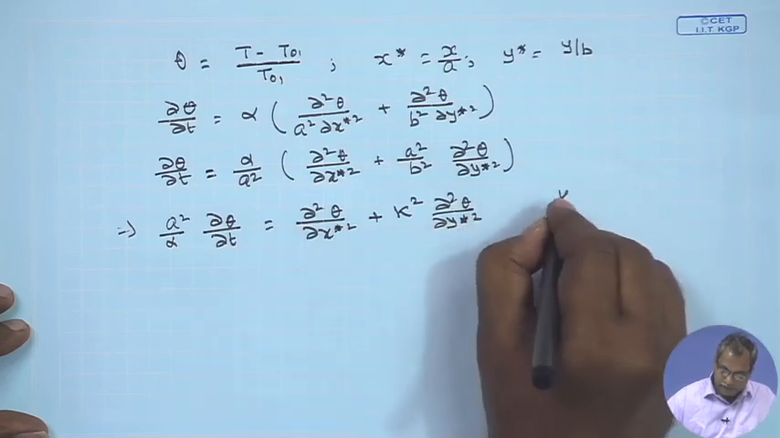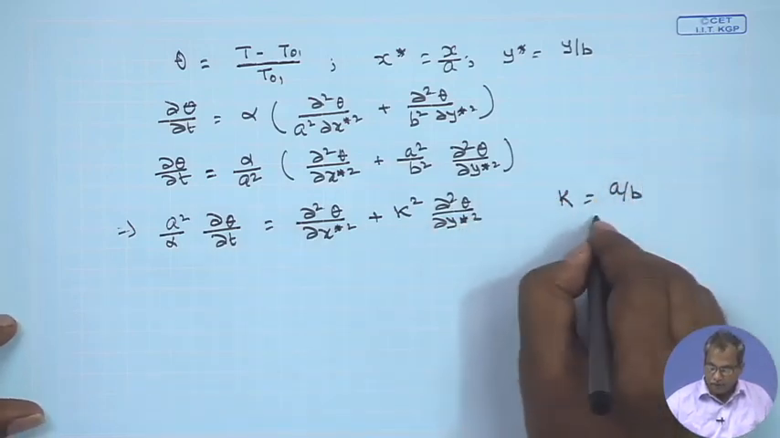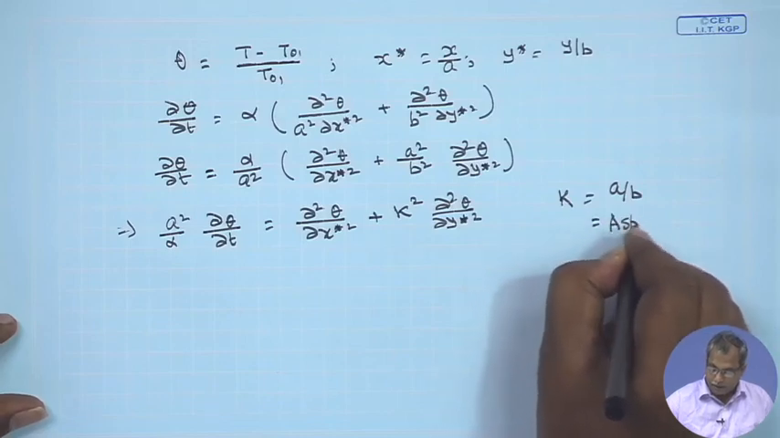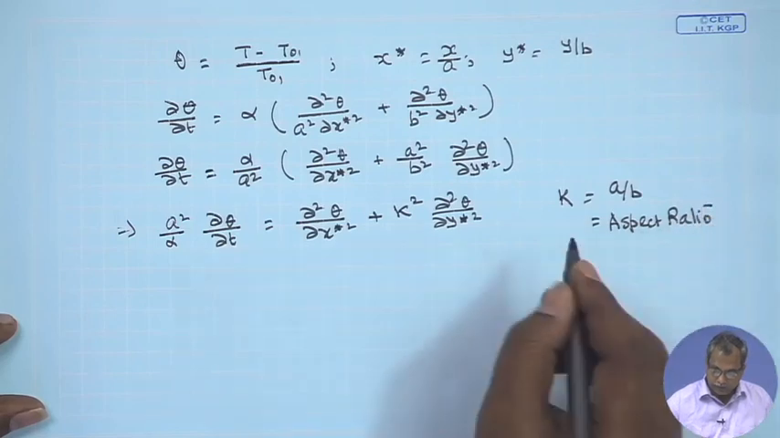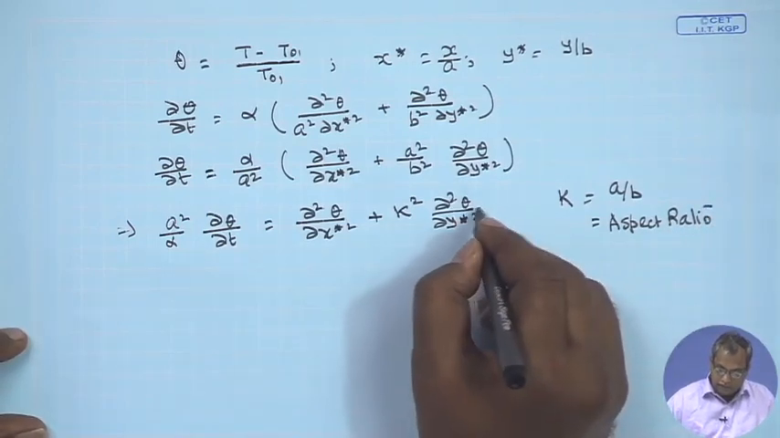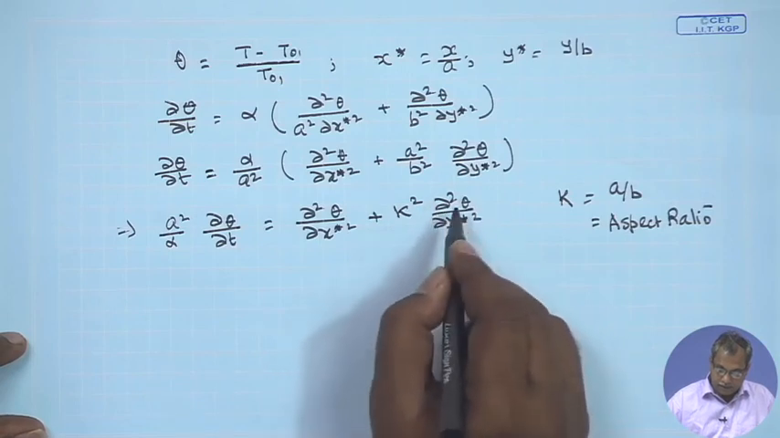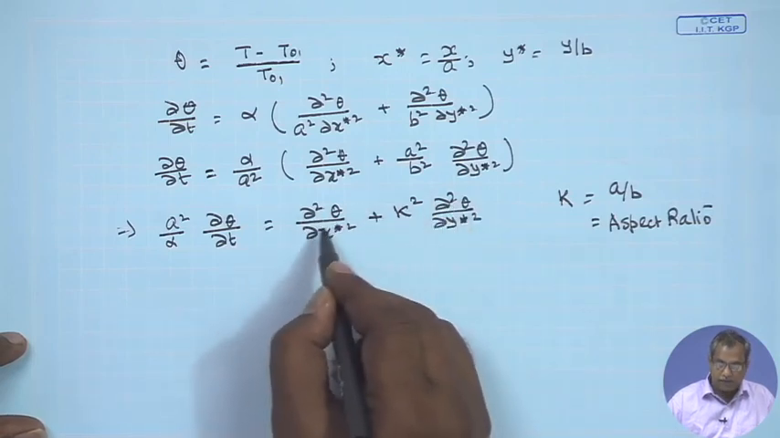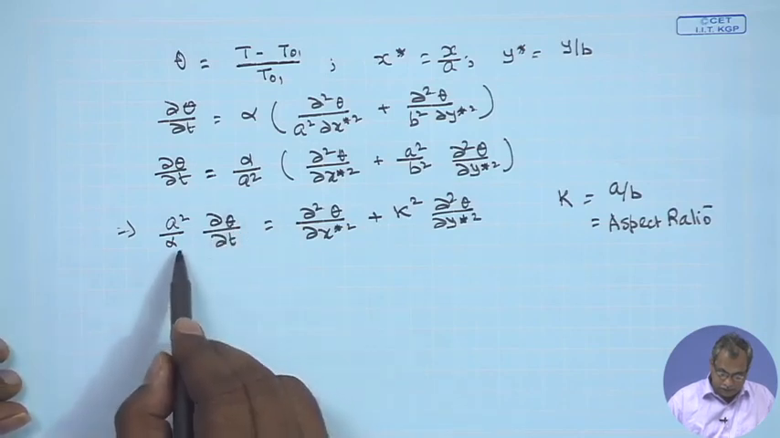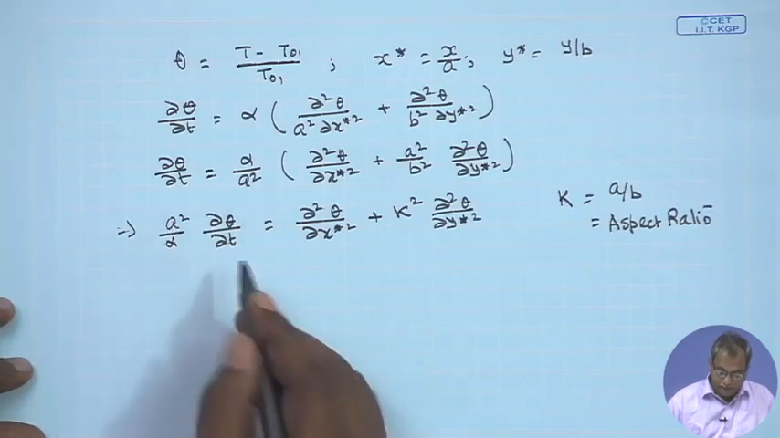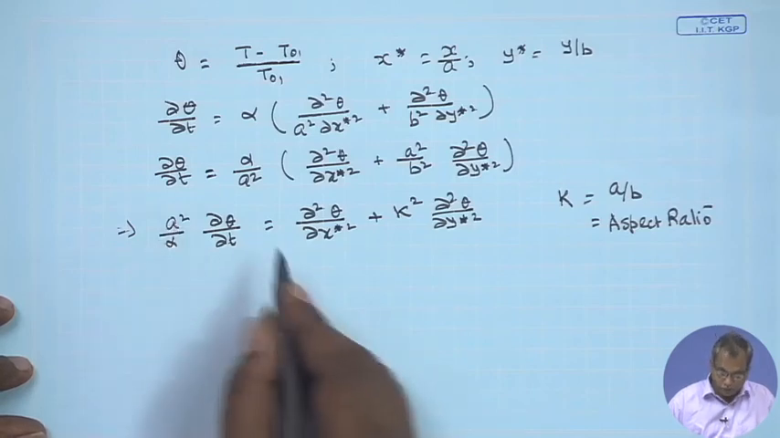Now, what is k square? k is nothing but a by b. This is a non-dimensional aspect ratio. On the right hand side, the first term and the second term are non-dimensional, and on the left hand side theta is non-dimensional. Therefore, t alpha by a square will be non-dimensional. That means a square by alpha will have a unit of time.